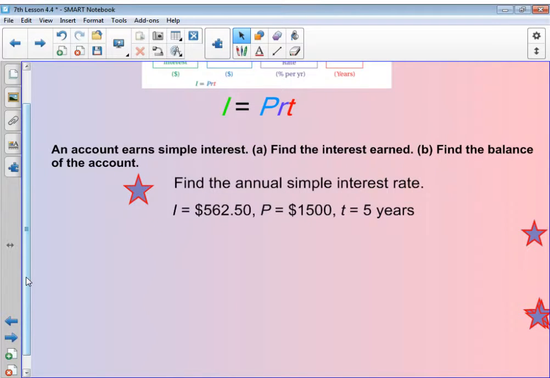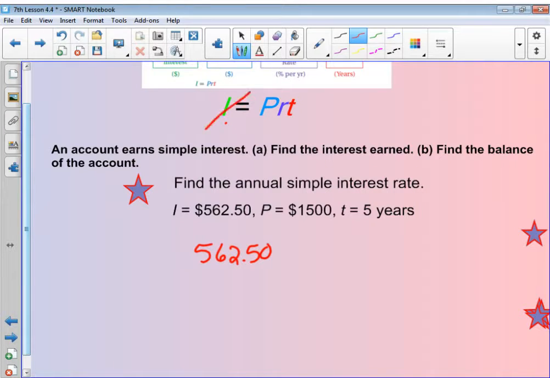Okay, so we're going to plug our information in. So do we know our I? Yes, it's $562.50. So we know the I. We have an equal sign. Do we know the P? Yep, it's 1,500. Do we know the R? No, that's what we're trying to figure, so I'm not going to write it yet. Do we know the T? Yes, there's our T, which was 5 years, so times 5. And now I'm going to put the R in the back end.